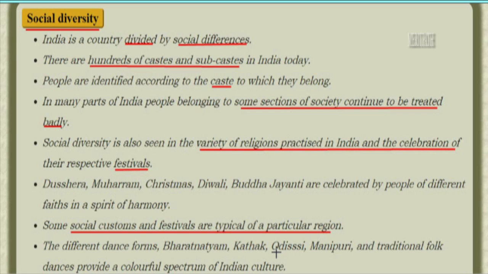And every state of India has a particular dance form also. Bharatanatyam, Kathak, Odissi, Manipuri. All these are the traditional and folk dances of different Indian culture. These are traditional as well as folk dances, and these provide a colorful spectrum to the Indian culture. A different colorful spectrum is provided to the Indian culture because of these different dance forms.